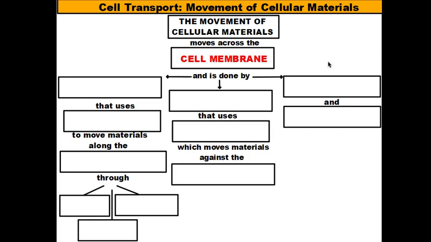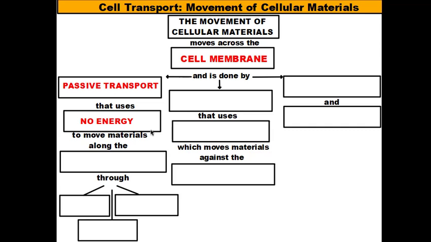Now, the first type of transport we're going to talk about tonight is called passive transport. Passive transport is called passive because it does not use any energy. If you think about it, if you're passive, you're not doing much of anything, you're not very active, and if you're not active, you're not using energy.